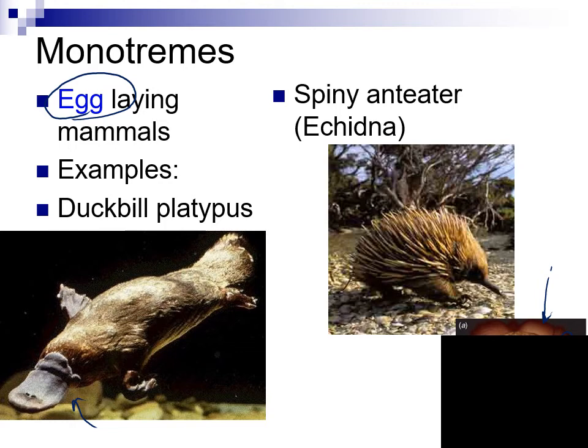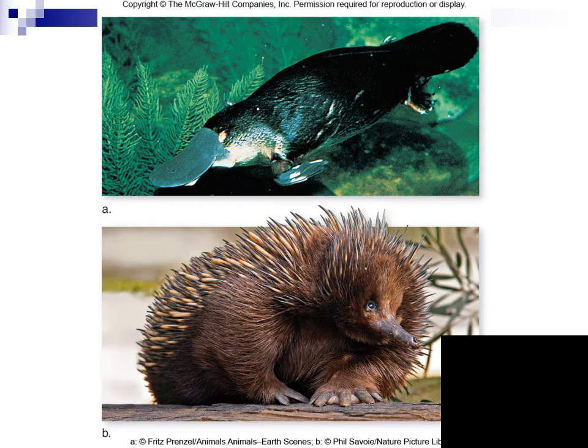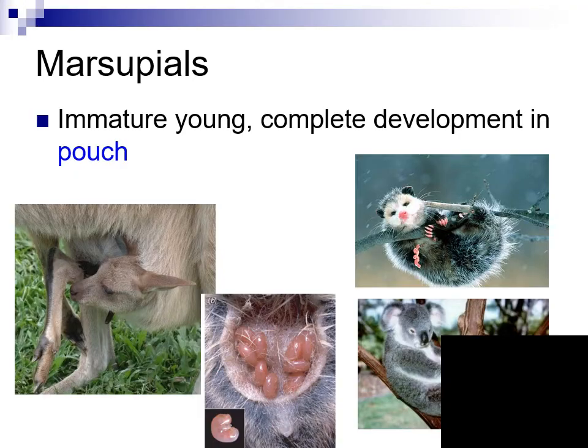Okay, so know a couple of examples of monotremes, and what makes them different is that they lay eggs. They don't have the embryo developing within the female body. Okay, so a couple of pictures from the books of the duckbill platypus at the top and the echidna at the bottom. And then we have the marsupial group.